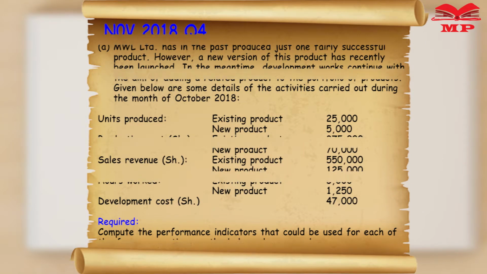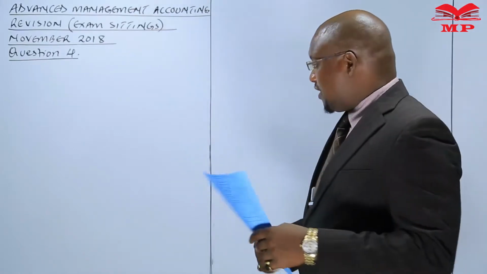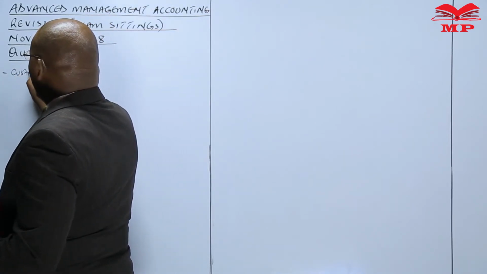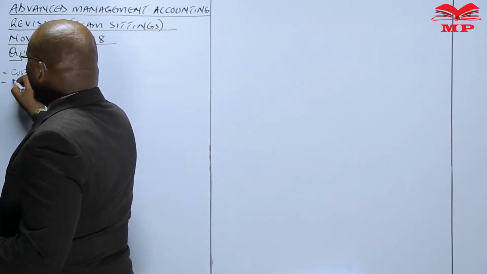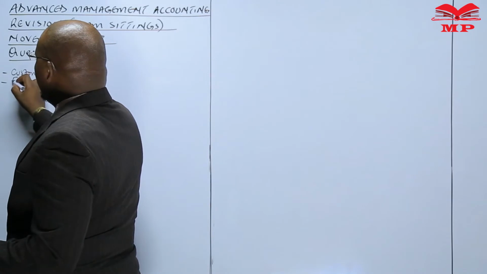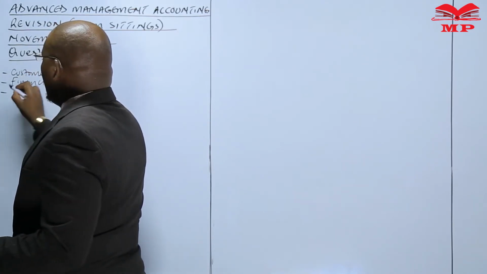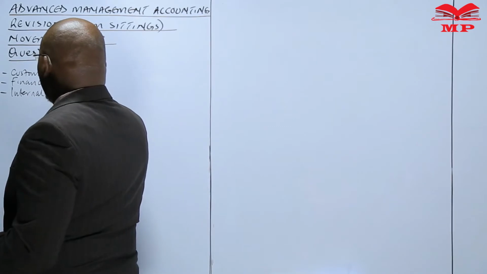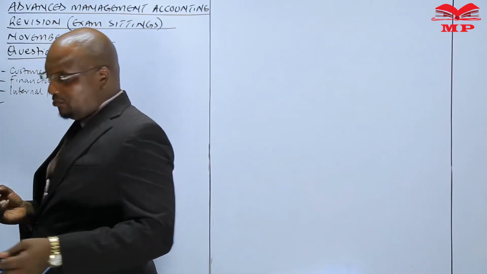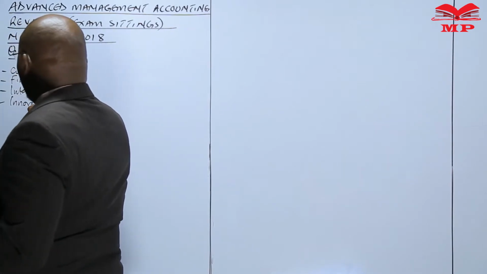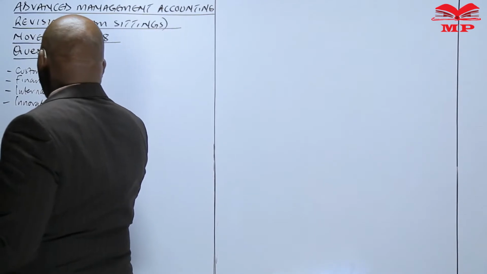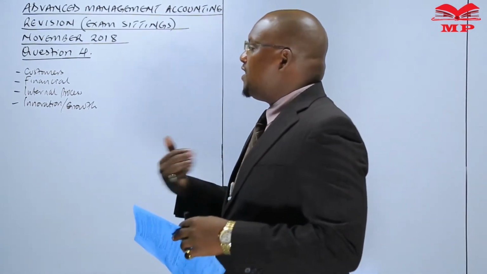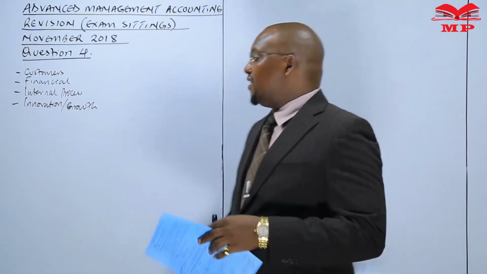End of question. Now, this is testing on the balanced scorecards, and you know that in the balanced scorecard there are perspectives like the customer perspective, the financial perspective, the internal process, and the innovation or growth perspectives. These are the 4 perspectives that you need to address in this question: the customer perspective, the financial perspective, the internal process, and the innovation and growth.